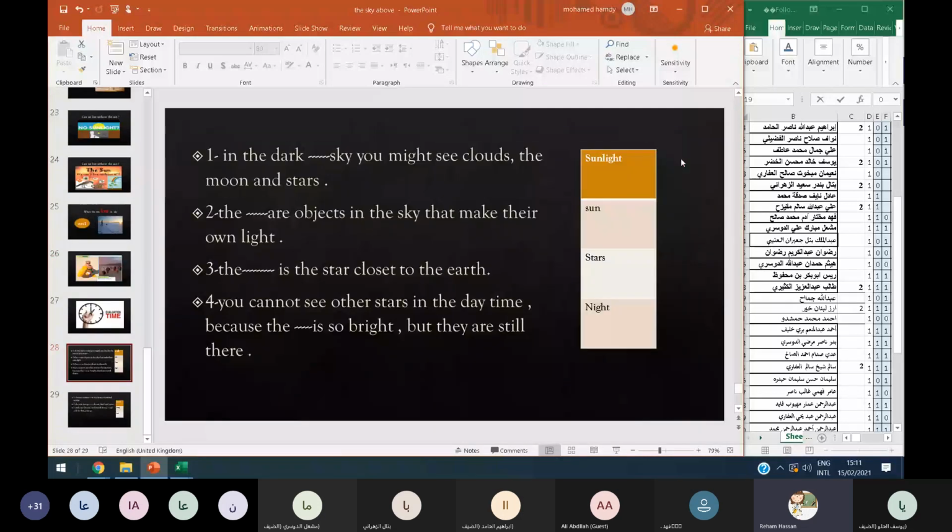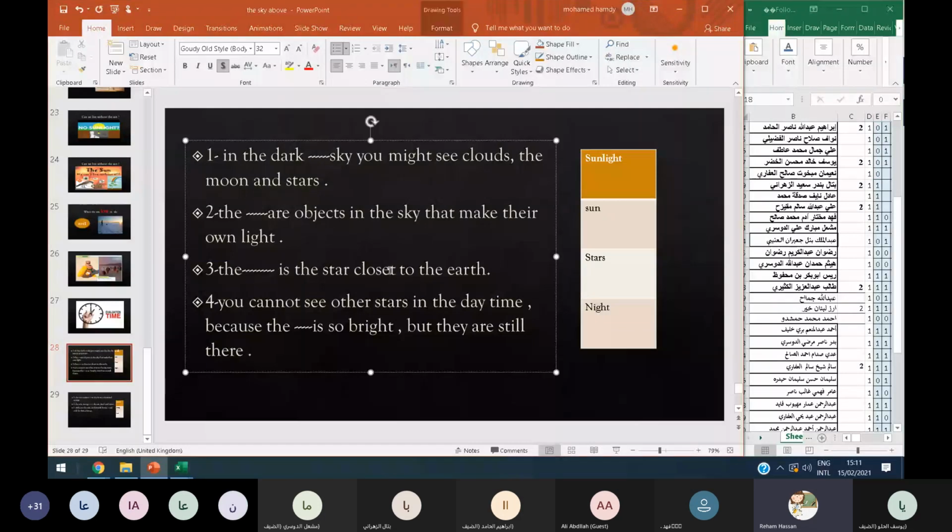Okay, one by one. Yes, Nuaiman. Number 3, what is the star closest to the earth? Which is closest to the earth? We can see it in the day. It is the star closest to the earth. It's so bright. So is it the sun or the night?